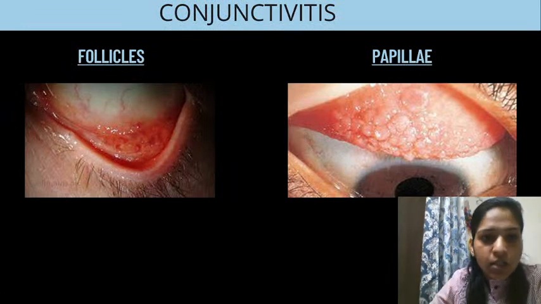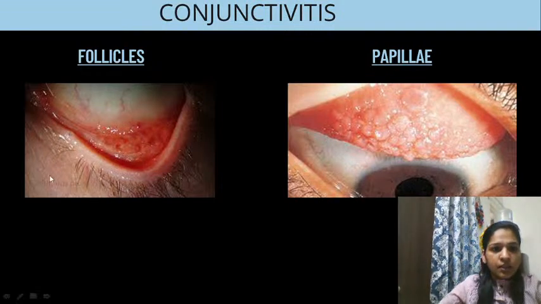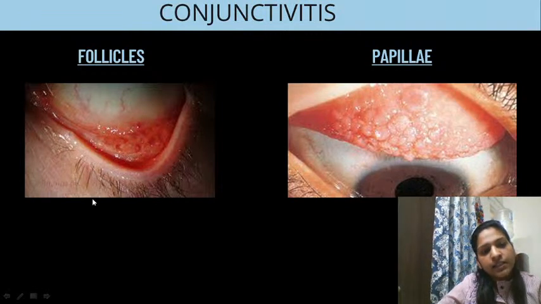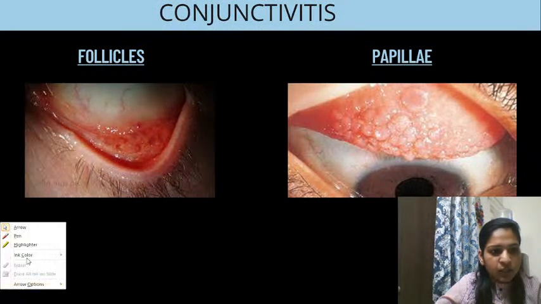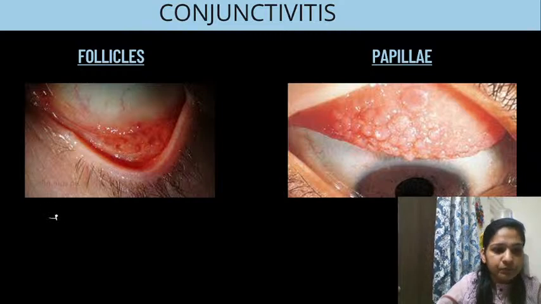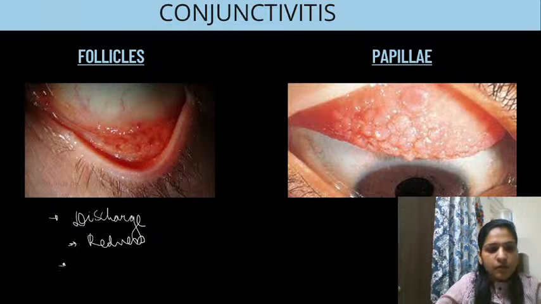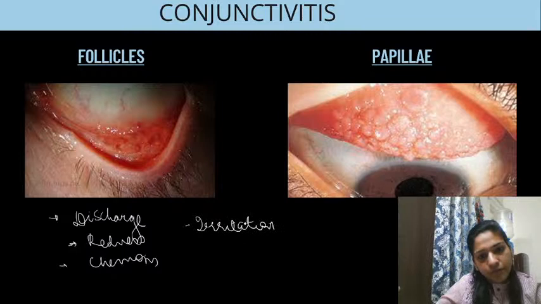Okay, now there are various pathologies of the conjunctiva. So first of all we'll be dealing with conjunctivitis. Now can anyone tell me with what complaints a patient of conjunctivitis can come to us? Discharge, redness, chemosis, irritation. Okay.